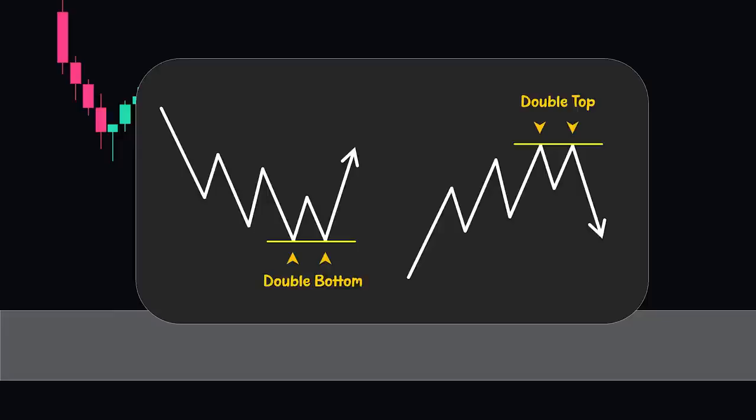This is because price has tested the level twice and failed to break through it, indicating that buyers or sellers are defending the area. However, we should not enter the trade immediately. We must wait for the price to break through the neckline to confirm the double bottom pattern. Once the breakout is confirmed, we can enter the trade with much greater confidence.